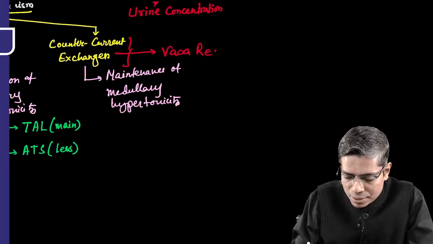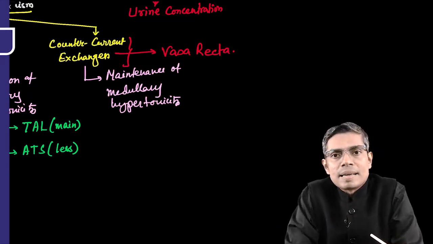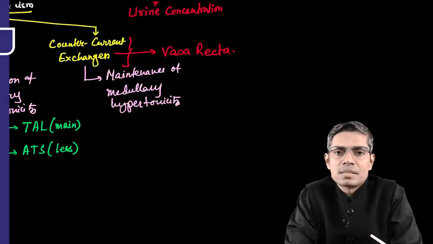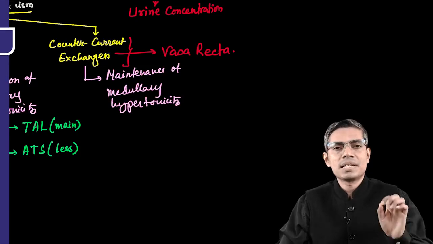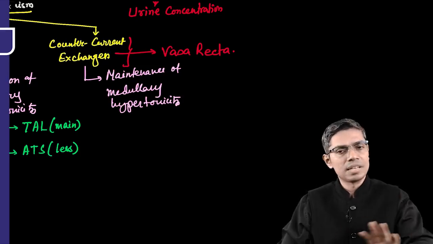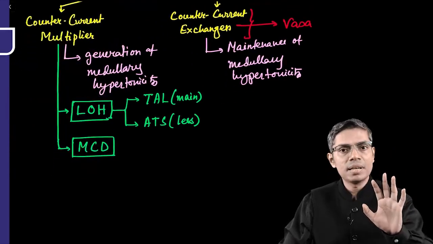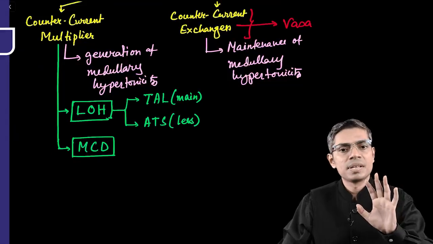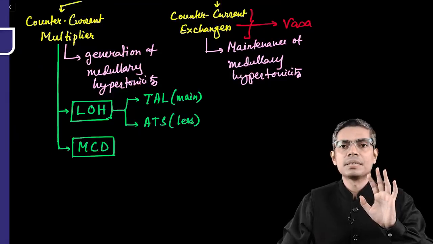What is the vasa recta? We all know the vasa recta is nothing but a long peritubular capillary loop surrounding the juxtamedullary nephron. So the vasa recta is the countercurrent exchanger. It is not the multiplier. It is the exchanger. The multiplier is the loop of Henle and the medullary collecting duct. Now we have to understand how this mechanism is happening, right?